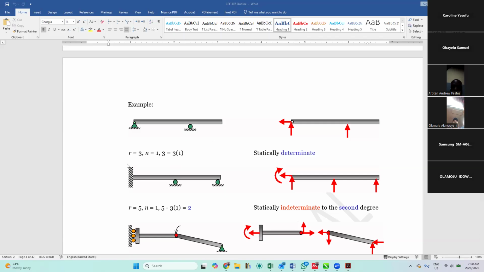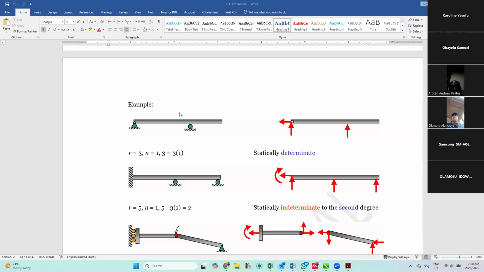Now, for this particular one, this is a fixed end here. And in a fixed end, I told us we have how many unknown reactions? 3. 3, very good. Now, the roller, we have how many? 1. Very good. So 1, 1, and 3, making 5 altogether. But the member is just a single member. That is why our N is equal to 1.